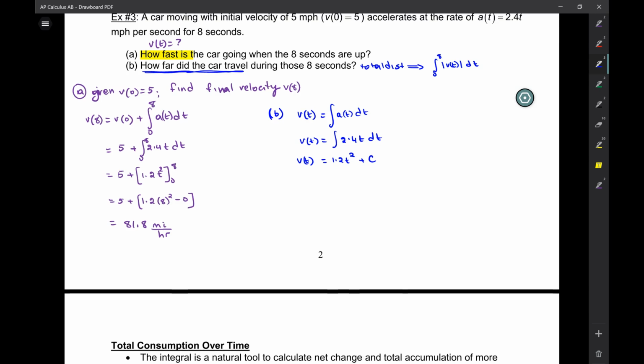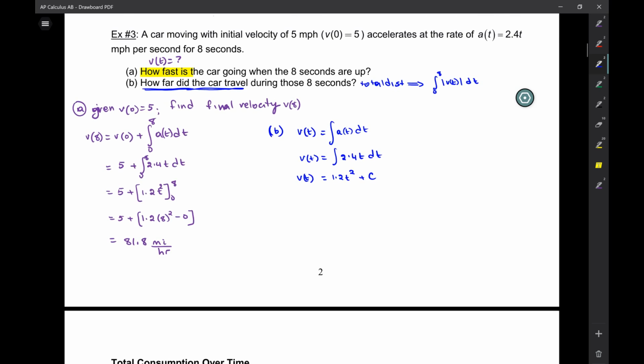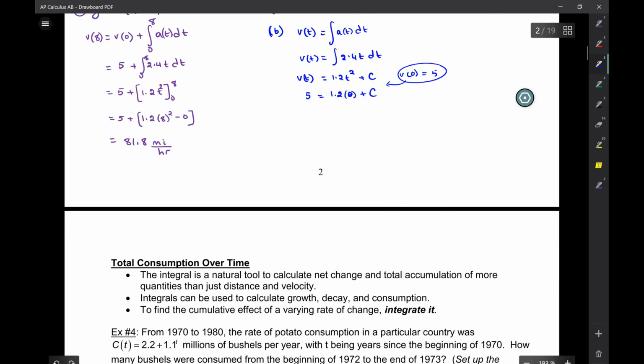All right, so how do I figure out what the c is? Do I have an initial condition? Here, this is my initial condition. I know v of 0 is equal to 5, so I need to plug that in. The velocity is 5 when the time is 0. So how much is c? 5. So finally, v of t is 1.2t squared plus 5.